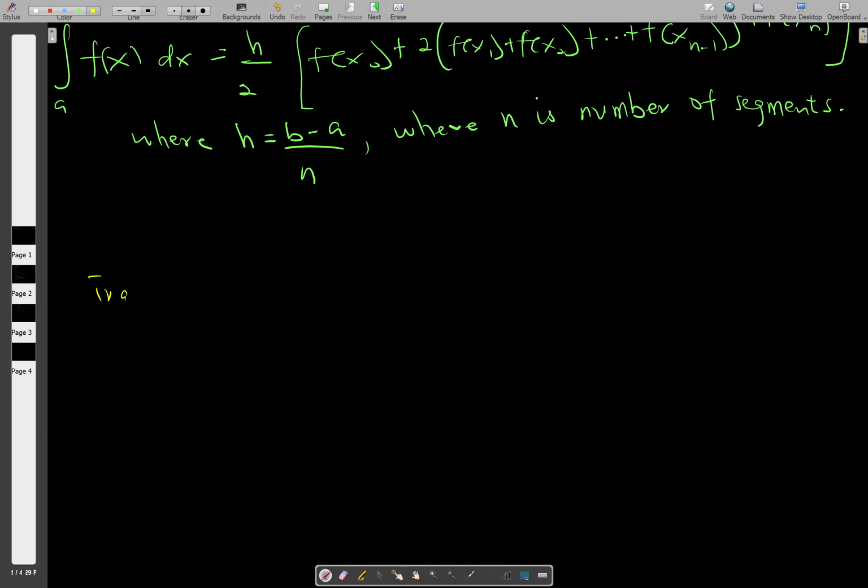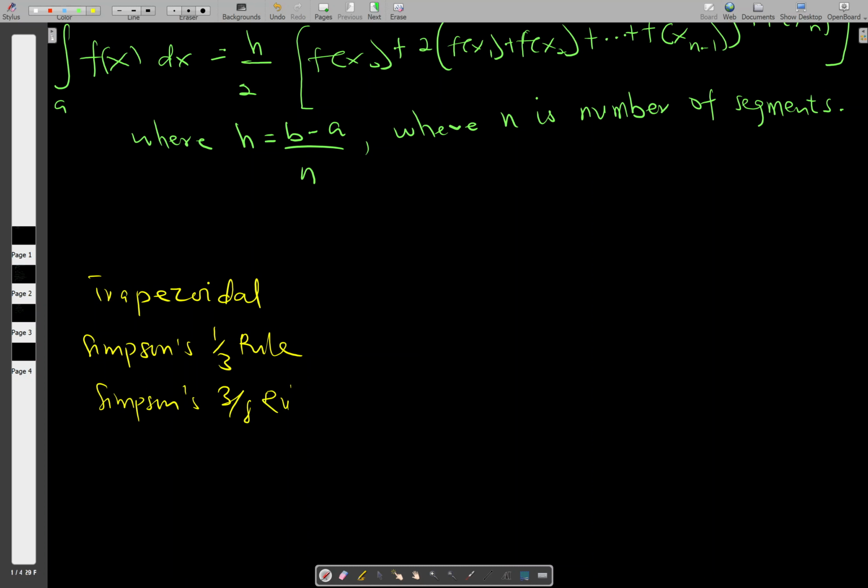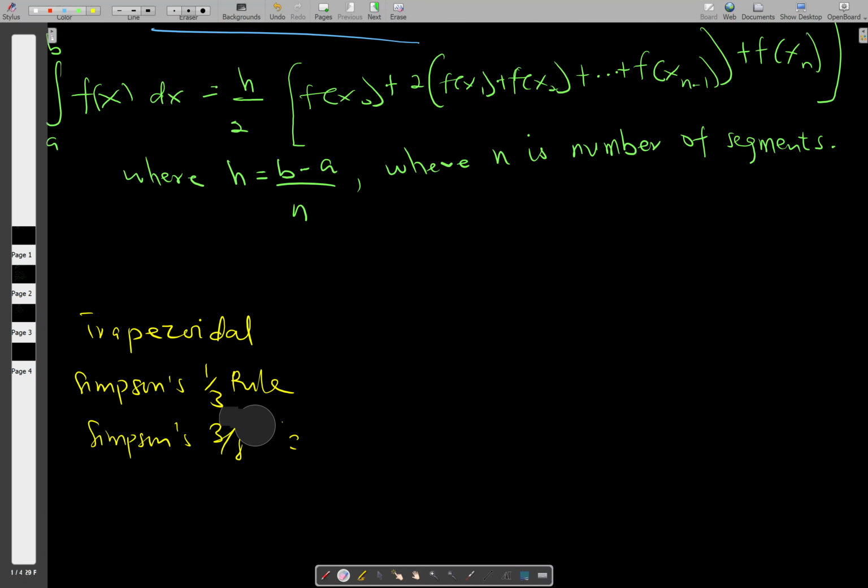In the subsequent lessons we will talk about the other two numerical integration methods, which are Simpson's 1/3 rule and Simpson's 3/8 rule. In this lesson we will only discuss the trapezoidal rule with examples.